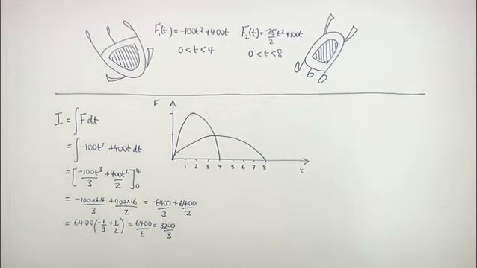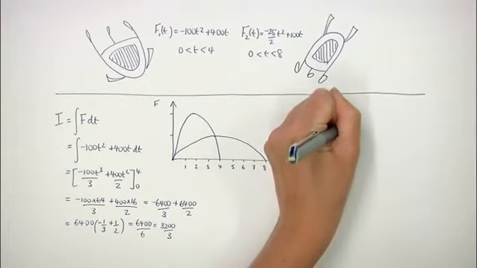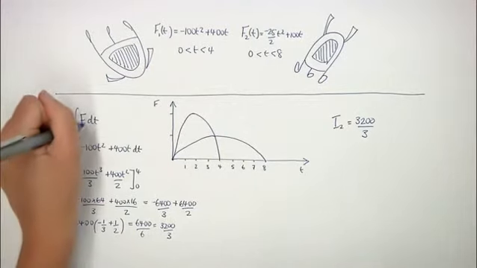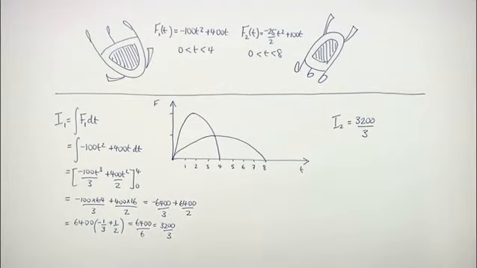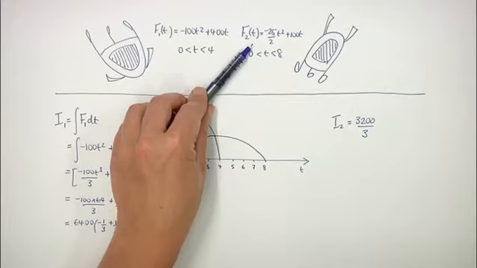What about the second identical spacecraft with identical impact velocity? What must its impulse be? Well, bringing it to a halt requires the same change in momentum, the same impulse, so it must be 3,200 divided by 3 as well. You can check this for yourself by integrating f2 with respect to time.